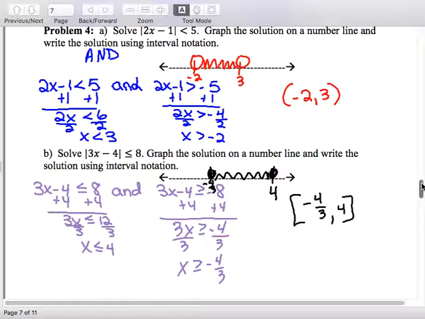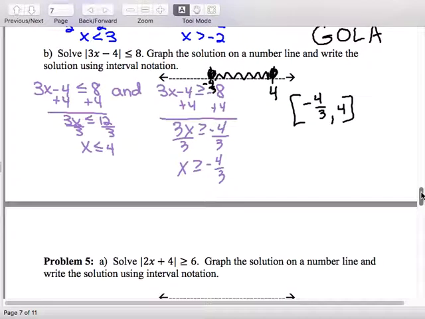Alright, so what you guys have to remember, and I'm going to show you something here, it's kind of silly, but I want you to write down GOLA. I'm thinking of goals, but it's GOLA. Greater is or, less than and. It's just silly, but it might help. GOLA. Greater is or, less than is and. Alright, any questions so far? Alright, when you're ready, let's go to problem 5.